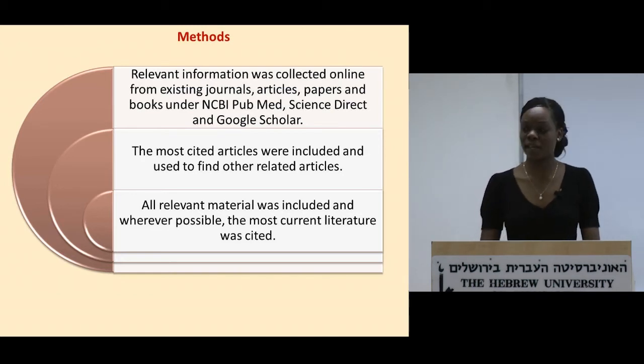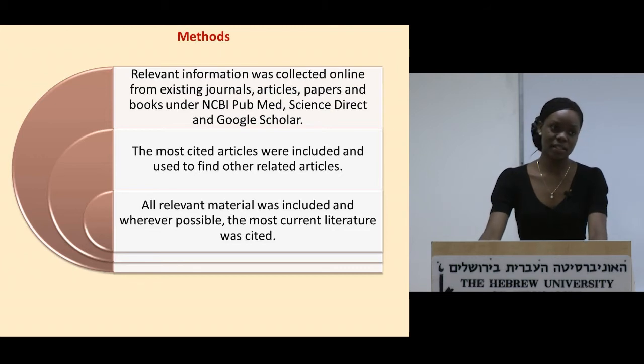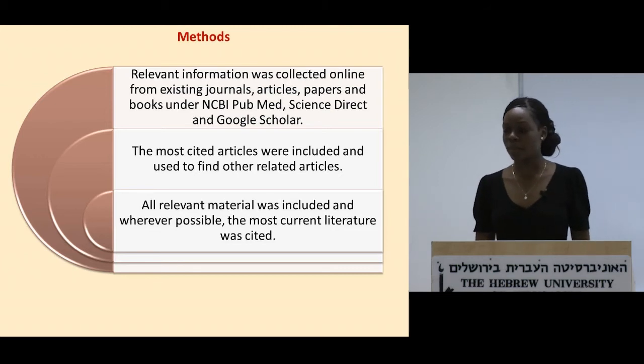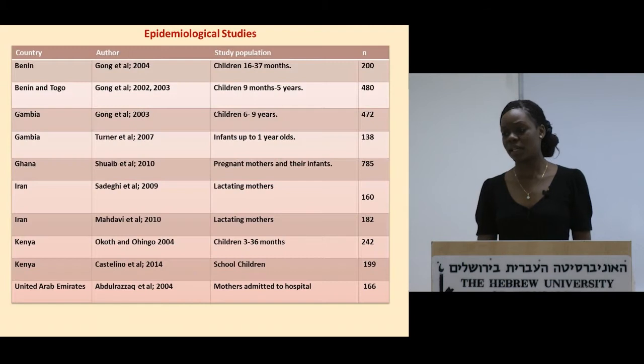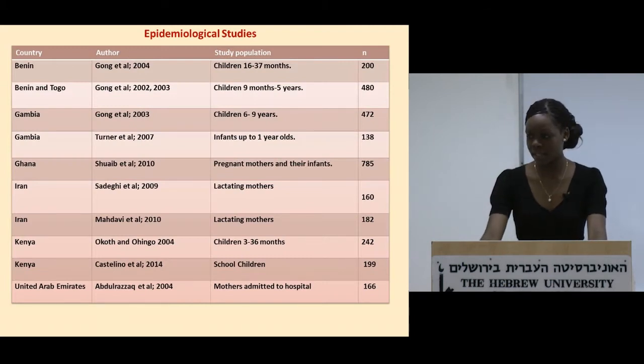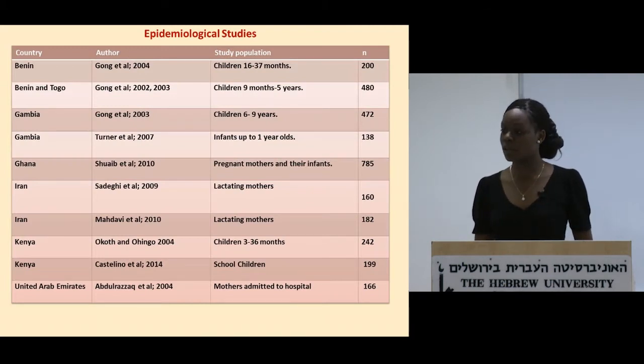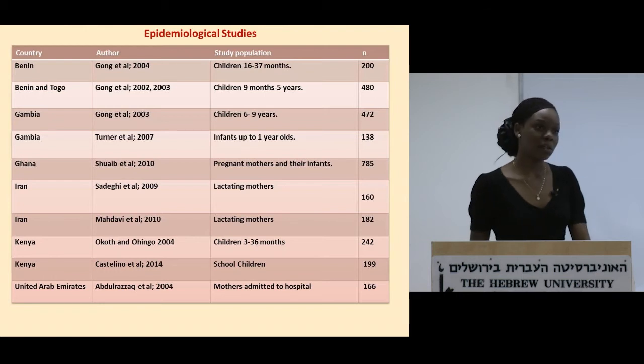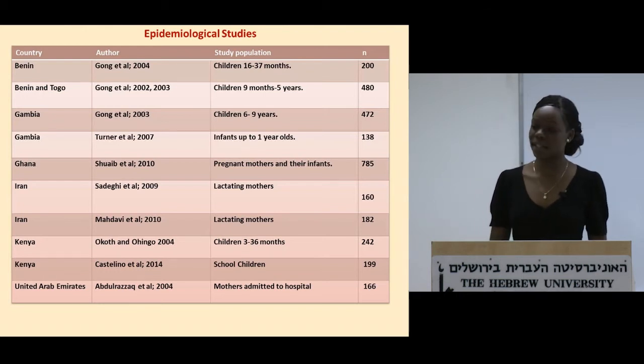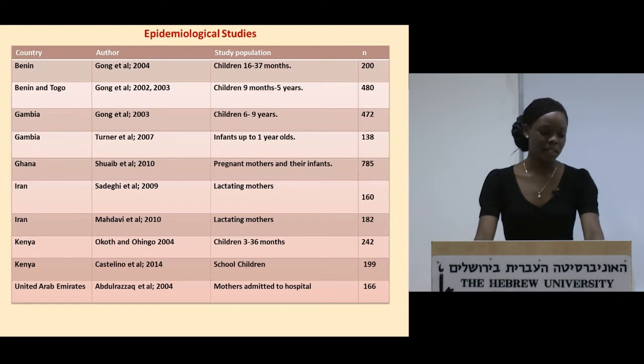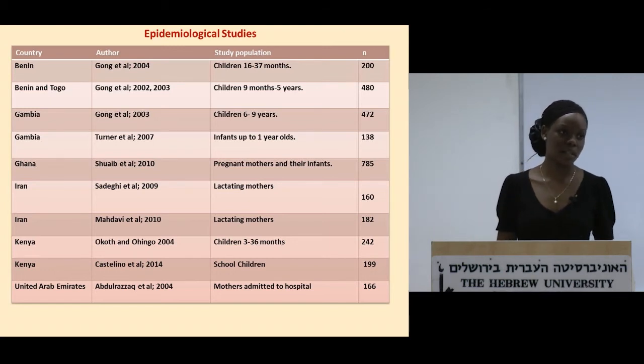These are some of the epidemiological studies that I came across. Most of them were carried out in Africa and the Middle East, and most of them were cohort studies. They included children, lactating mothers, and pregnant mothers, where they checked aflatoxin levels in the umbilical cords.